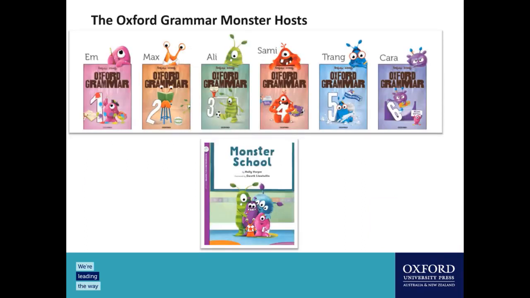So here are the hosts, the Oxford Grammar Monster hosts. So you can see from 1 through to 6, Em, Max, Ali, Sammy, Trang and Cara. And they also tie in with Monster School, which is one of the Reading for Comprehension books, and that's where these monsters have been taken from as well. So you might have that in your school already, but you'll see how they tie in with Oxford Grammar also.